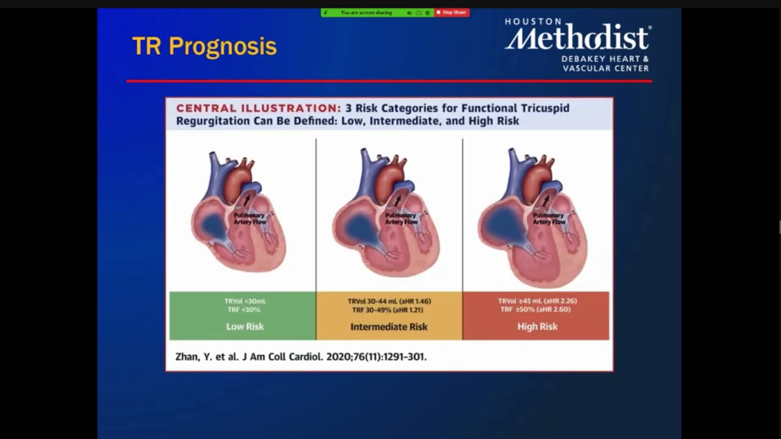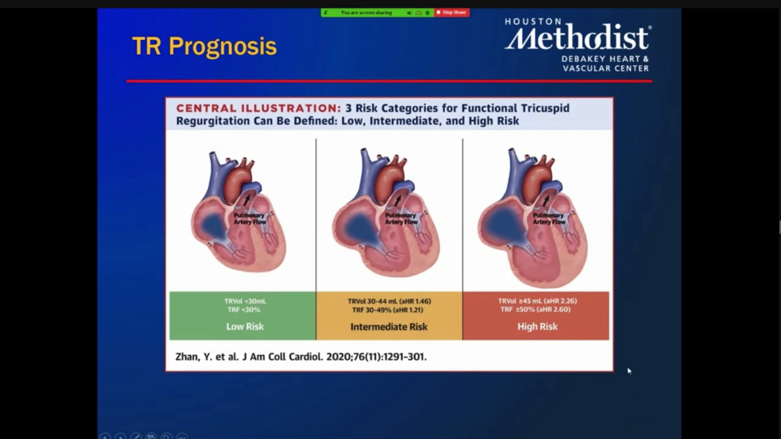But more importantly, our own group, Yang Zan, when he was still a fellow here, did some very important work where he actually looked at all comers, all patients who came to the CMR lab and had TR estimates done. And so he, along with Dr. Shaw and all, went through and did a survival analysis and found that there are different cutoffs that indicate lower risk, intermediate risk, and high risk, depending on the degree of tricuspid regurgitation volume severity and tricuspid regurgitation fraction.